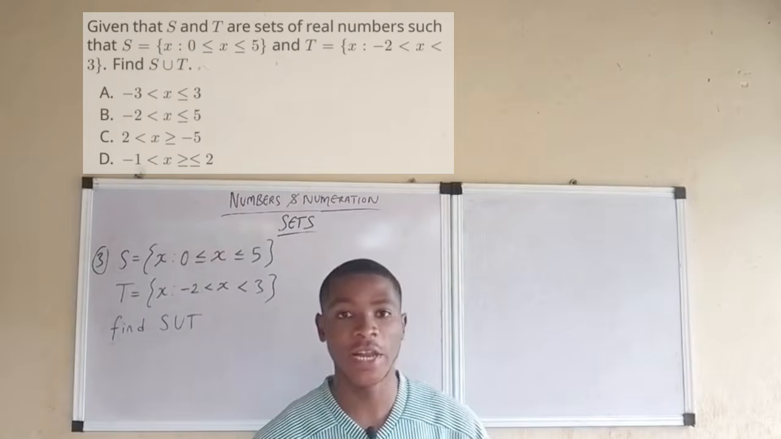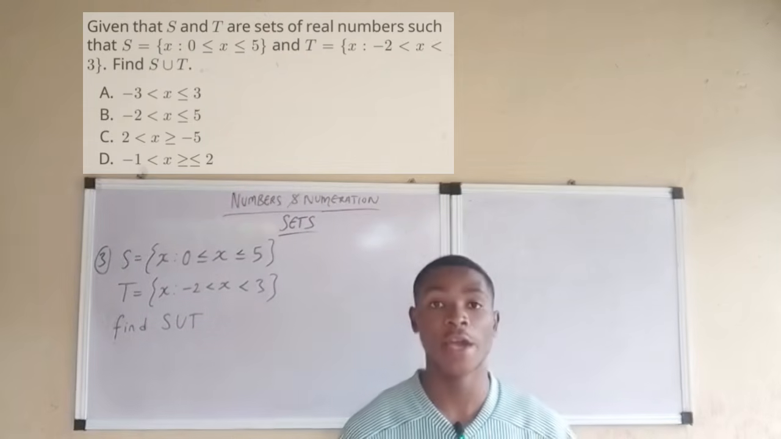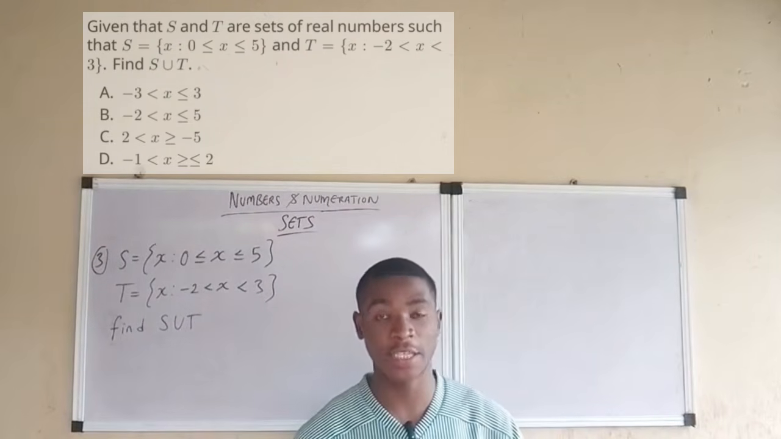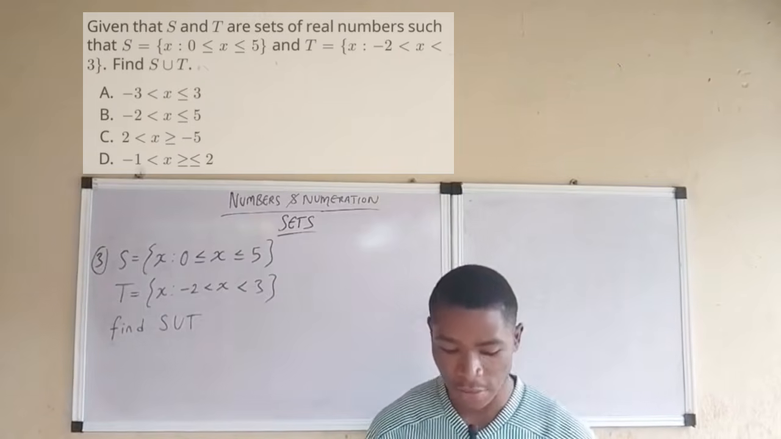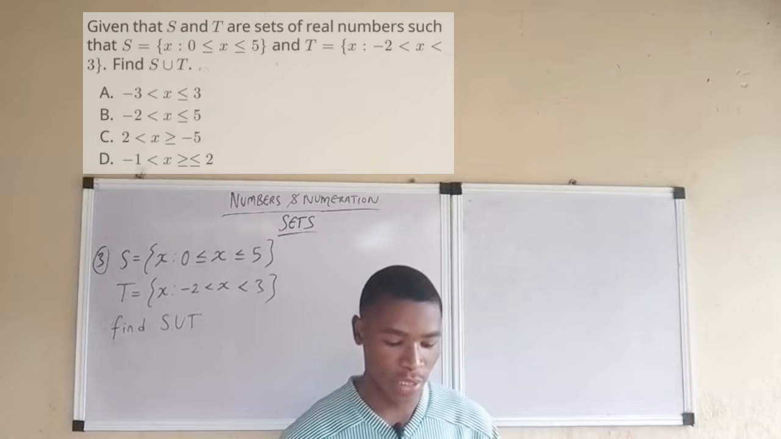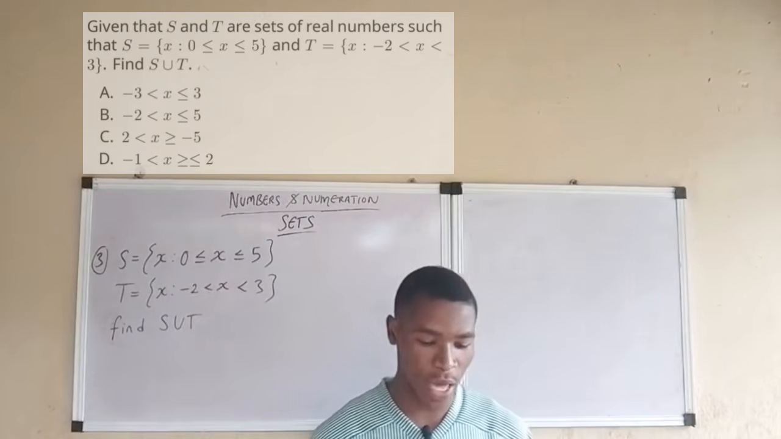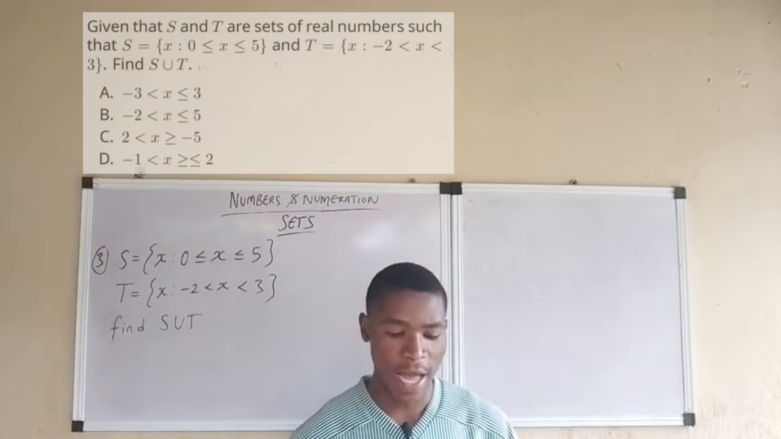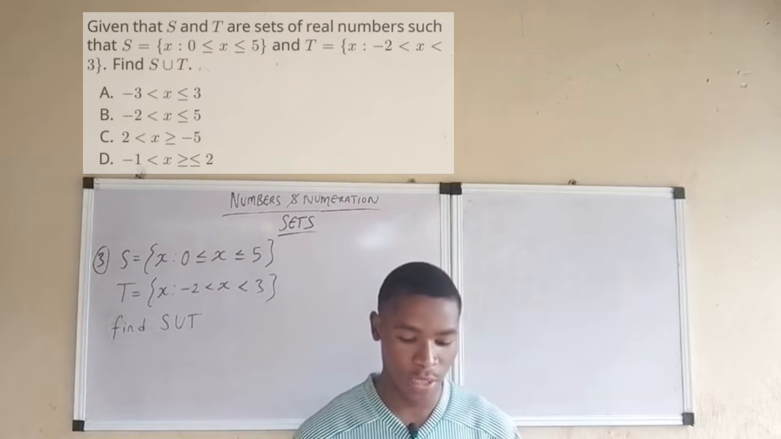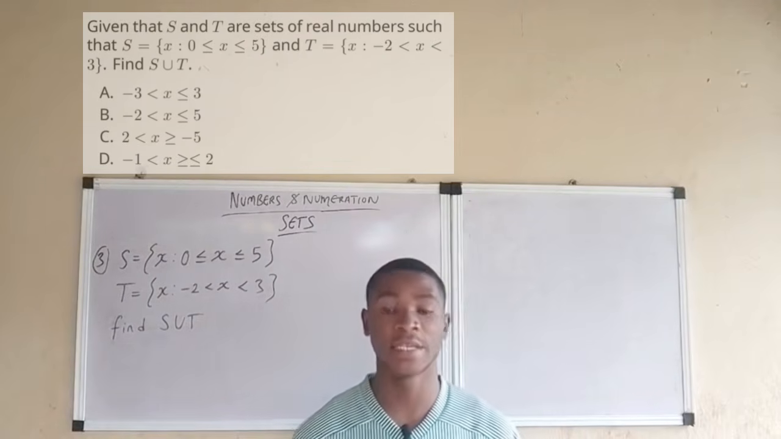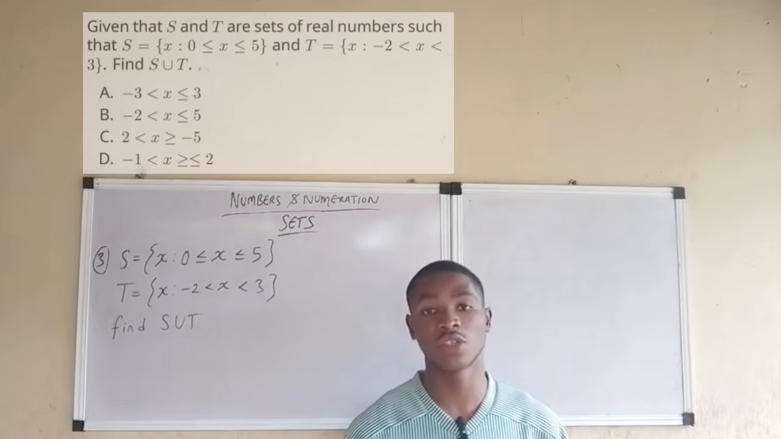All right, guys, now let's look at the third question. Here, we are given that S and T are sets of real numbers such that S contains the elements that are within the range 0 ≤ x ≤ 5, and T contains the range of numbers that are within -2 < x < 3. We have to find S union T.